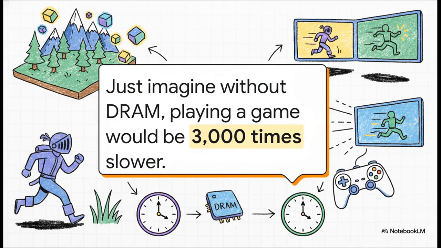To put that into perspective, consider a heavy video game seamlessly moving 3D models into DRAM during a loading screen. Just imagine without DRAM, playing a game would be 3,000 times slower. Every single frame relies on this high-speed data shuttle.